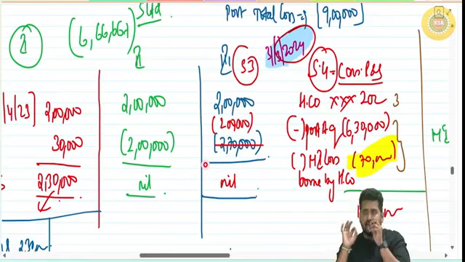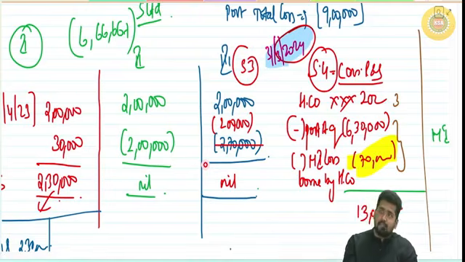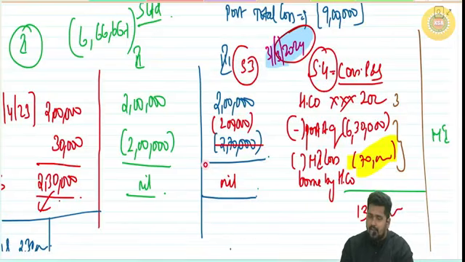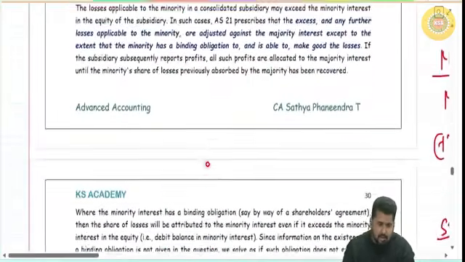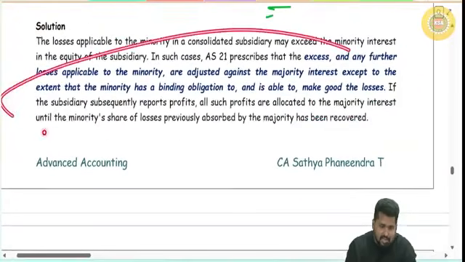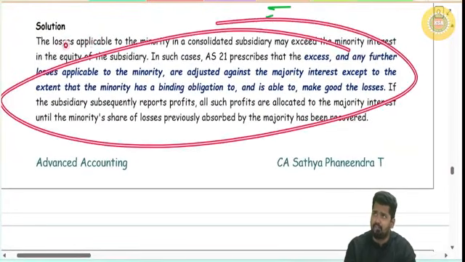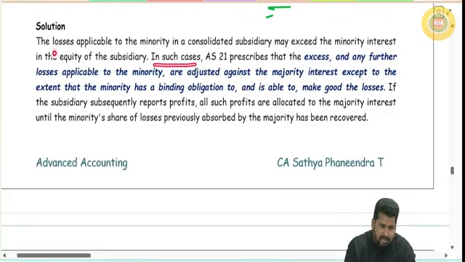You can show it in negative only if there is an obligation from the minority interest side to make good the loss. If there is any obligation, only that time you can show it in negative. Otherwise, you are not required to show it in the negative. When you write the answer, make sure you write whatever I have highlighted in blue. See, I'll read this for you.